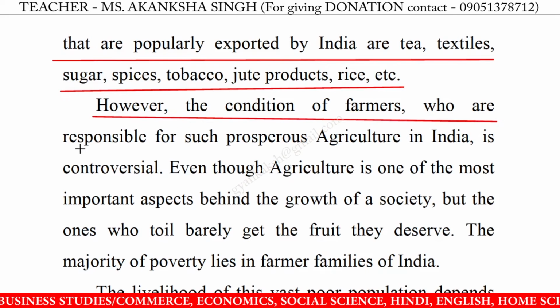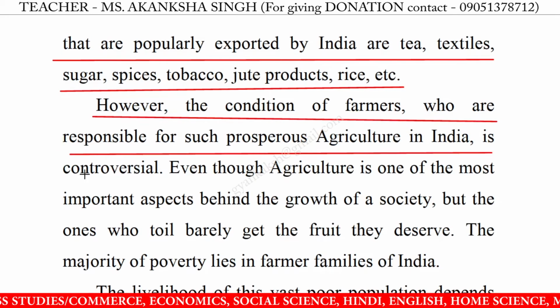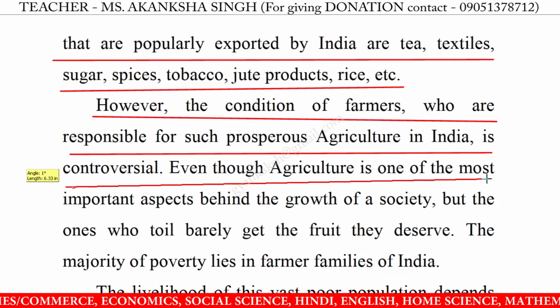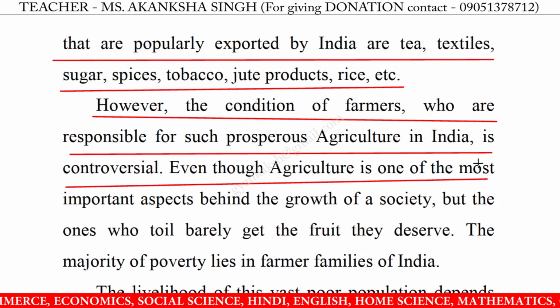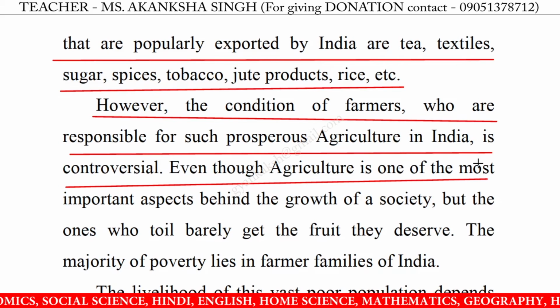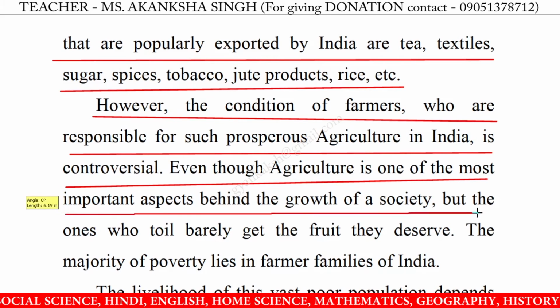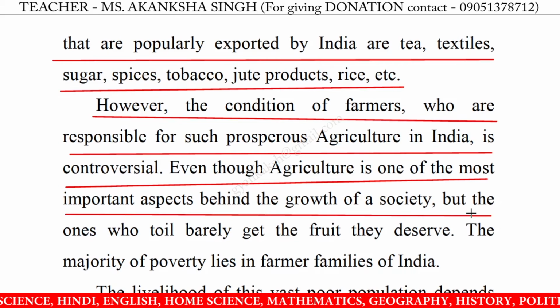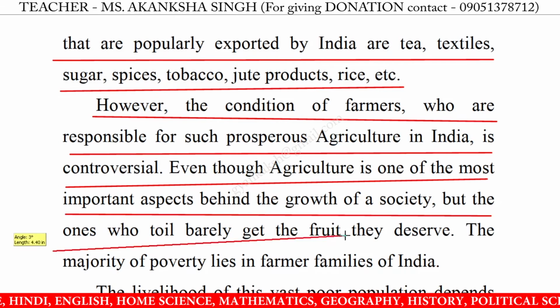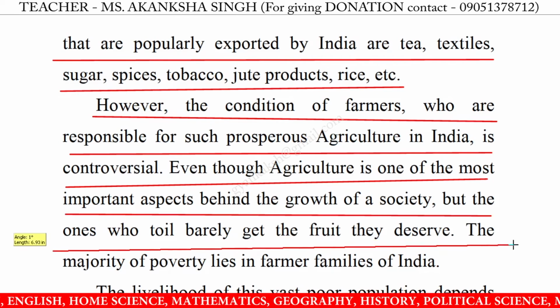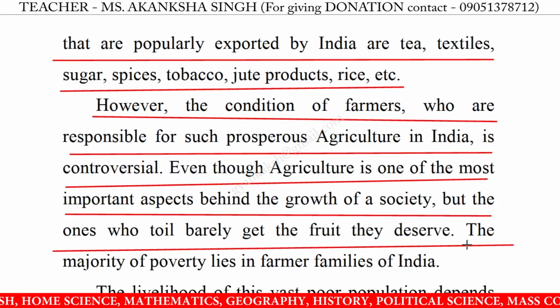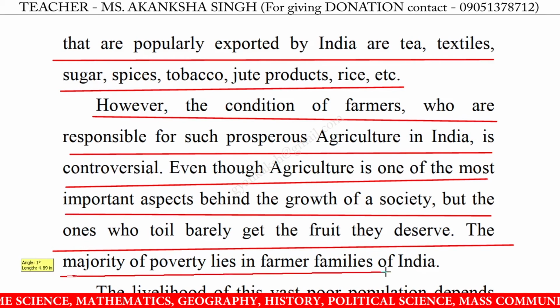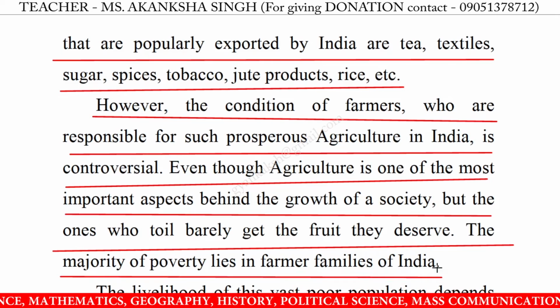However, the condition of farmers who are responsible for such prosperous agriculture in India is controversial. Even though agriculture is one of the most important aspects behind the growth of a society, the ones who toil barely get the fruit they deserve. The majority of poverty lies in farmer families of India.